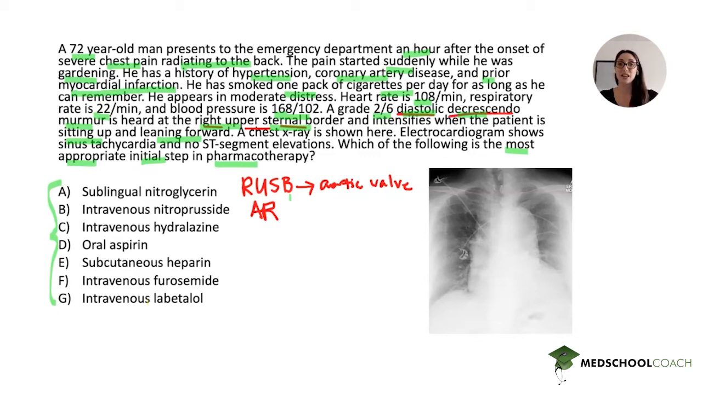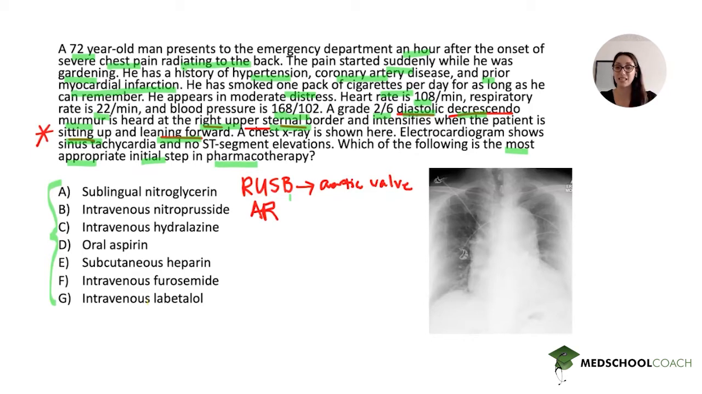Now, this intensification when the patient is sitting up and leaning forward, this is also a clue. This is also classically seen in aortic regurgitation. So you may not have such a nice description of this murmur. You might just have a few features, right? You might just be told that it's diastolic, and you might not be told it's decrescendo, or you might just be told it's 2 out of 6 right upper sternal border that intensifies when the patient's sitting up and leaning forward.